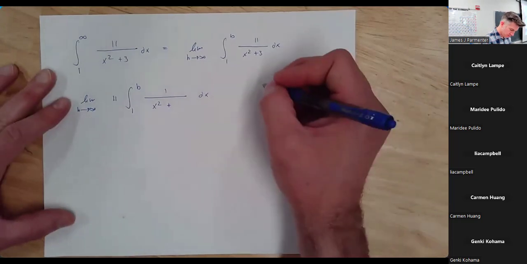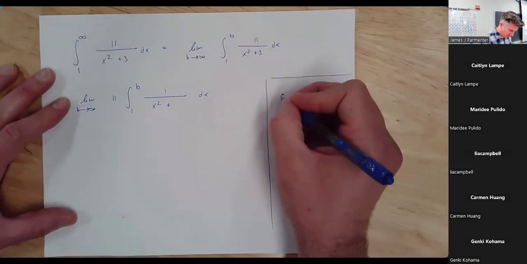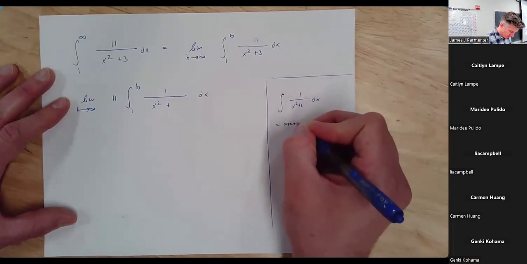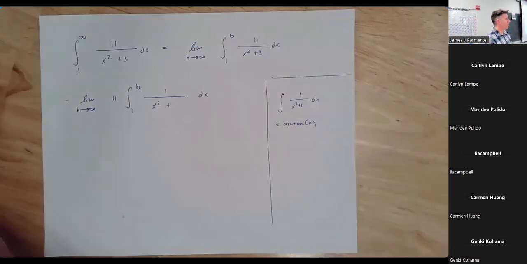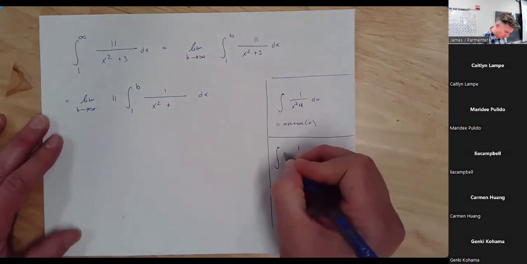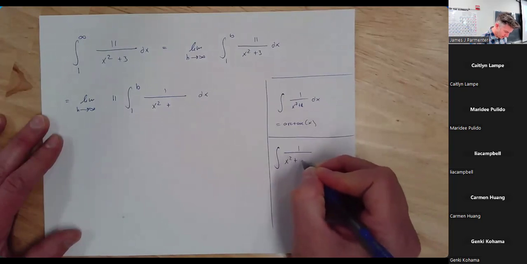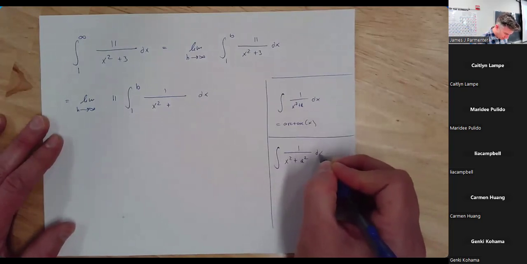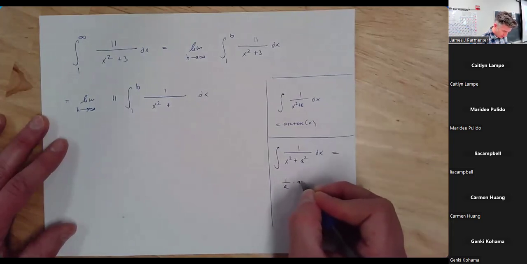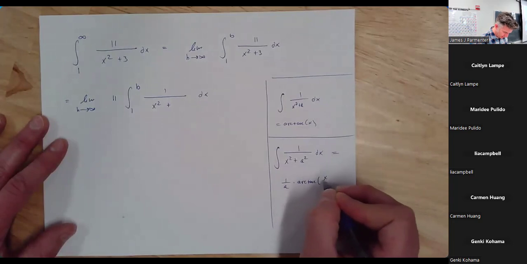Well, we know that the antiderivative of 1 over x squared plus 1 is the arctangent of x. We would expect this to be similar. And what I would probably recommend is just memorizing the slight variation. So the more general formula is that if you have the integral of 1 over x squared plus some constant squared, then the antiderivative is 1 over that constant times the arctangent of x divided by that constant.